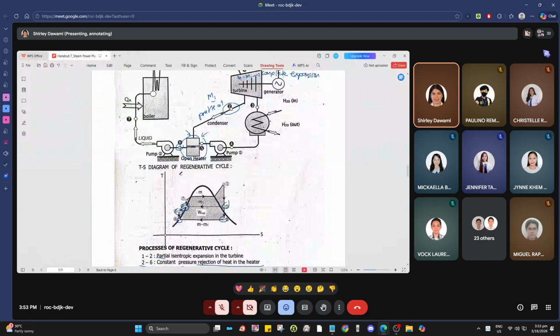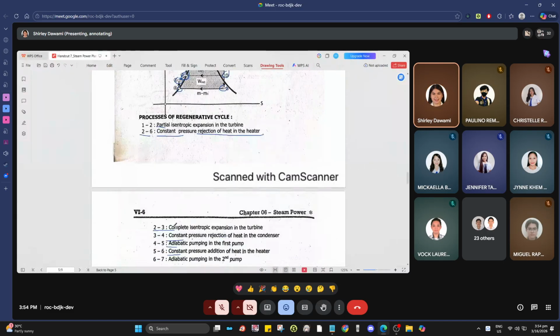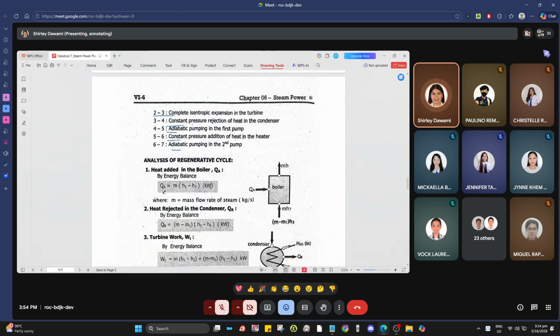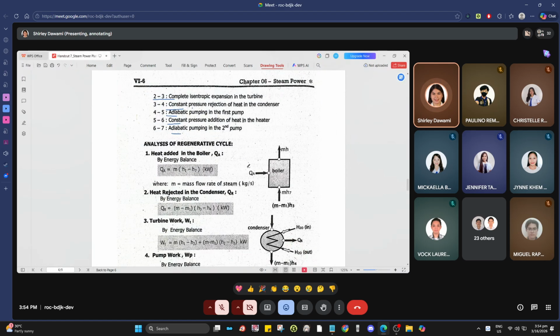Then 6 to 7. Okay, mao na ni ang pump, back to, or water is pumped back to the boiler. Okay. So for the analysis, okay, so for the heat added is equal to M H1 minus M H7. Okay.